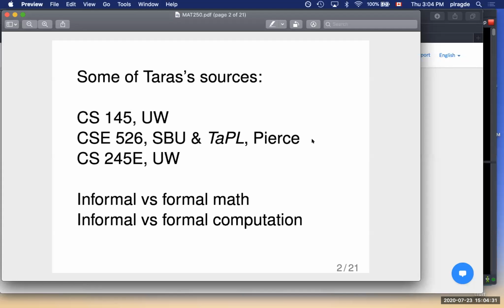So let's continue with the sources. Another one of Taras's sources is another computer science course, which he encountered not at Waterloo, but at Stony Brook. It's CSE 526 at Stony Brook. It's a graduate course called Principles of Programming Languages. And although he didn't take that material from me, I teach a course with the same name at Waterloo. It's a 4th year undergraduate course, cross-listed as a graduate course.